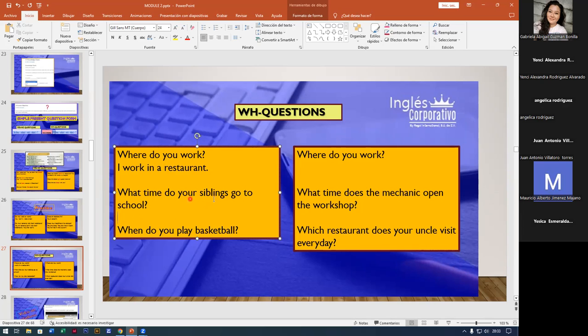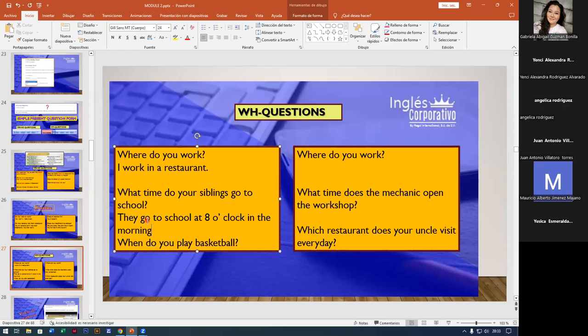If you want to substitute siblings, what subject pronoun can you use? I, you, we, they. They, perfect. All right. They go to school at 8 o'clock in the morning. And there you have the information. Sometimes you give just the specific information. Muchas veces solo se va al punto. So you can say: at 8 o'clock in the morning.